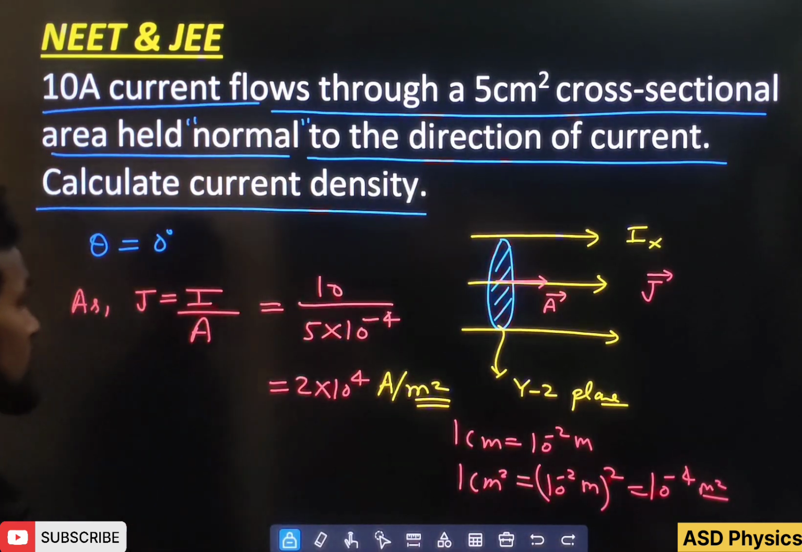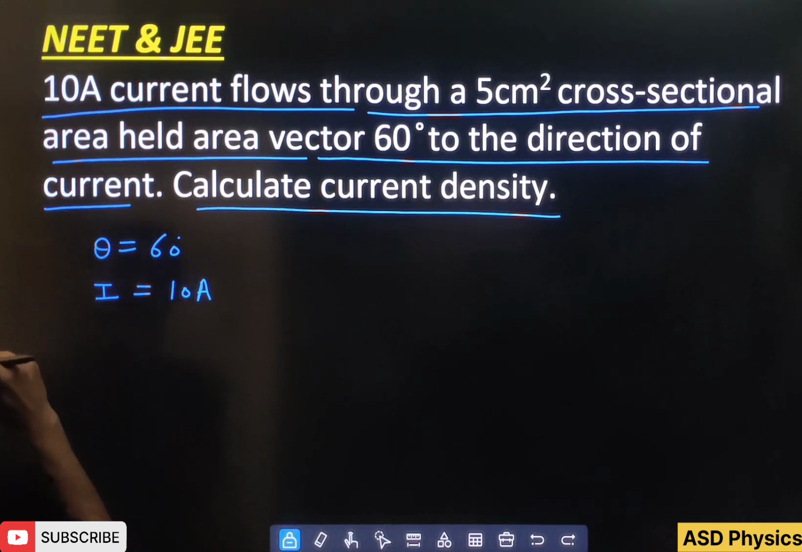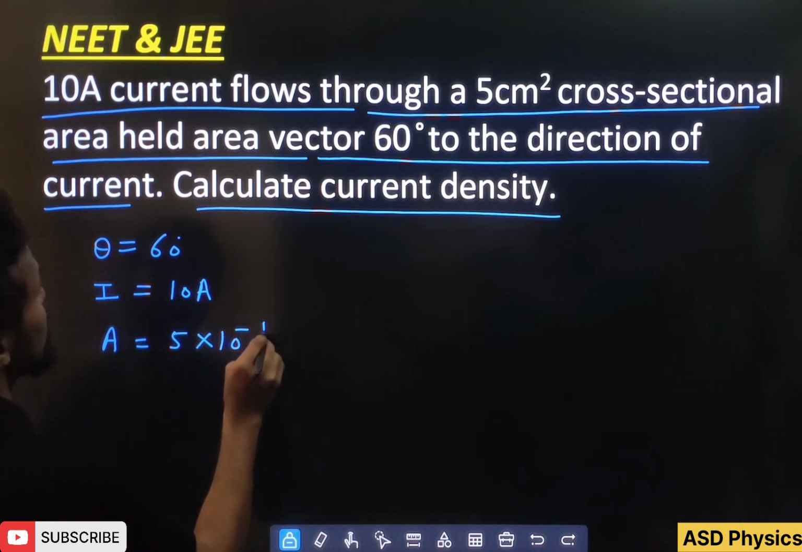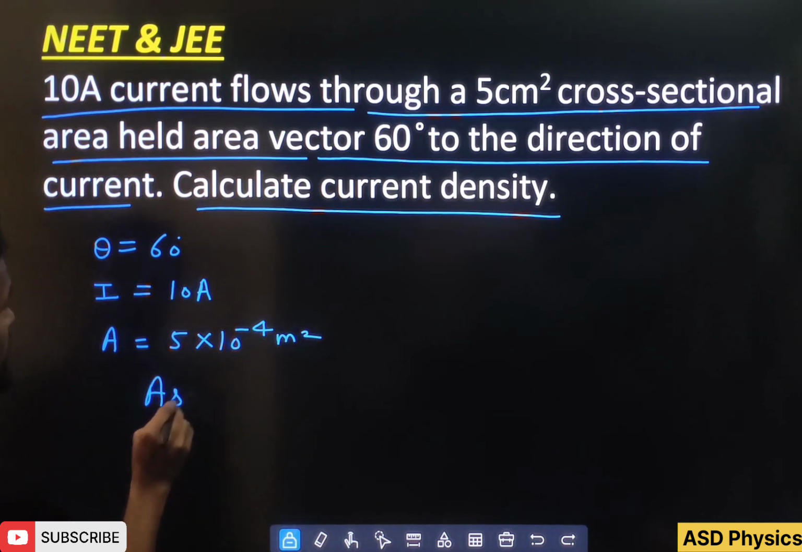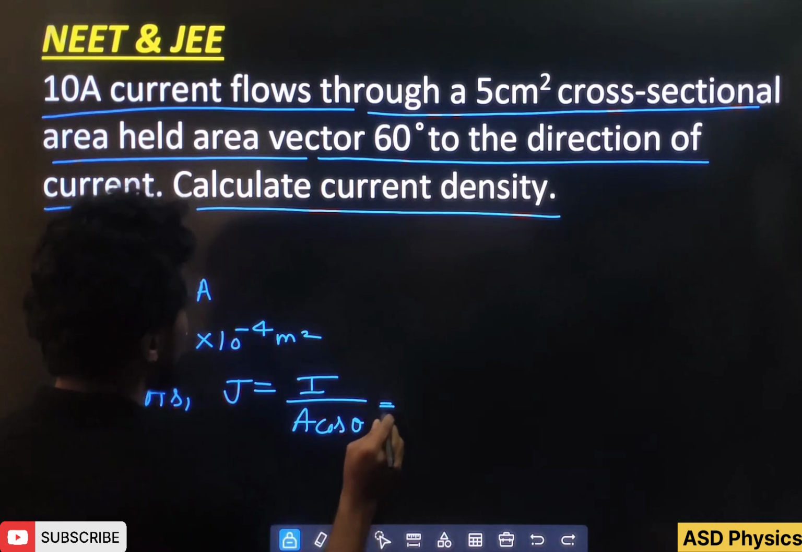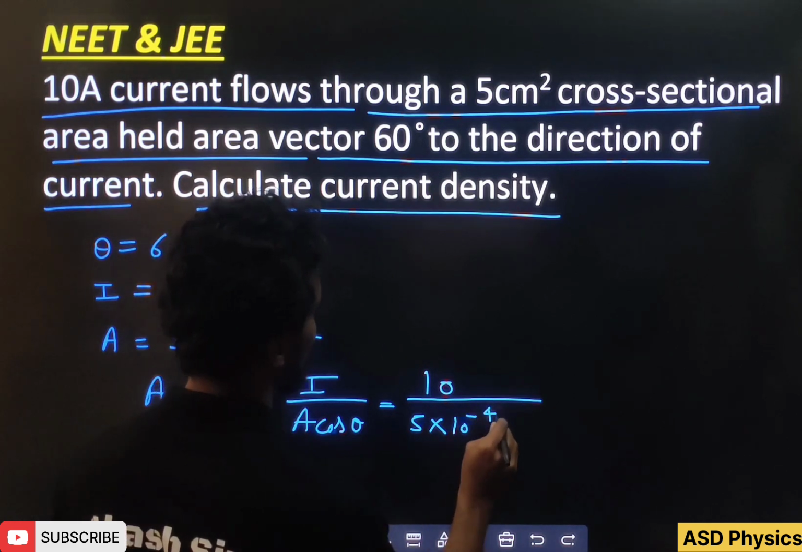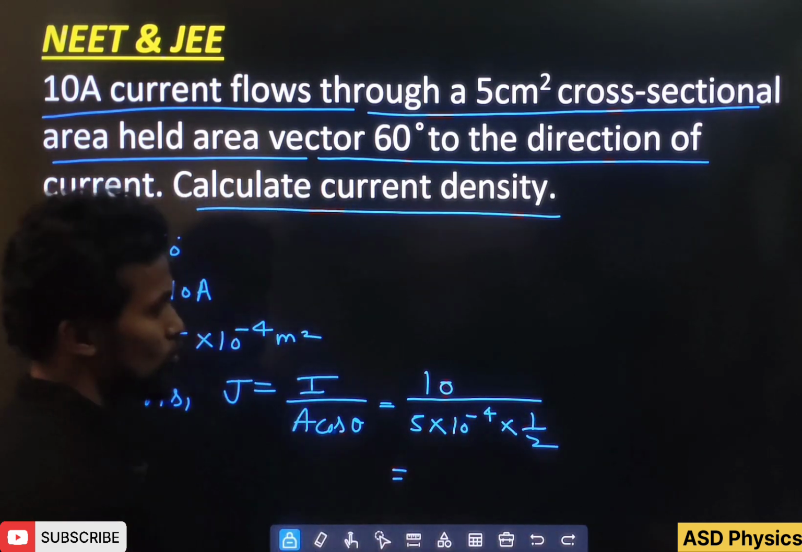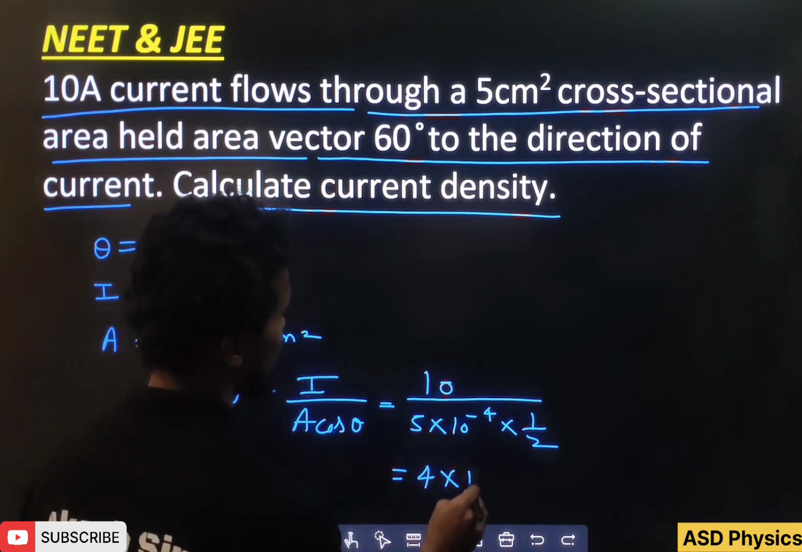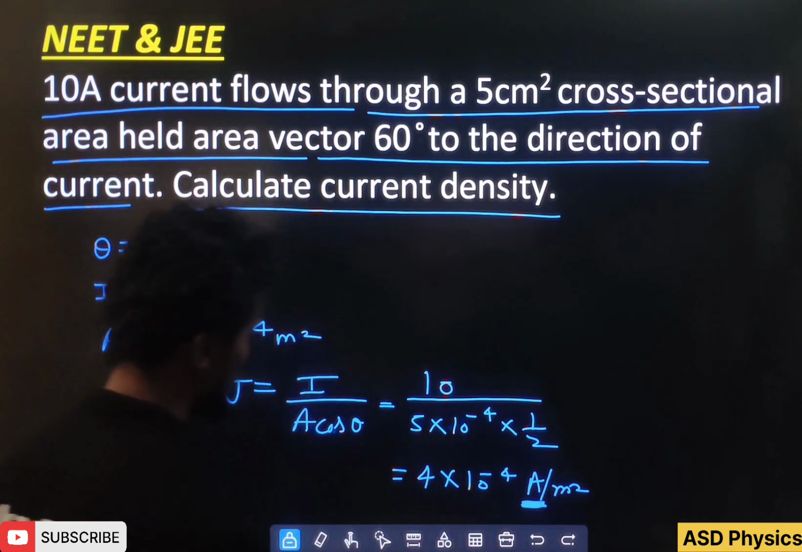Area is given here as 5 centimeter square, that is 5 into 10 to the power minus 4 meter square. So we know J equal to I by A cos theta. So 10 by 5 into 10 to the power minus 4 into 1 by 2. When you simplify this, this 2 will go up, 20 by 5 is 4. So 4 into 10 to the power minus 4 ampere per meter square. This A is for ampere, not for area.